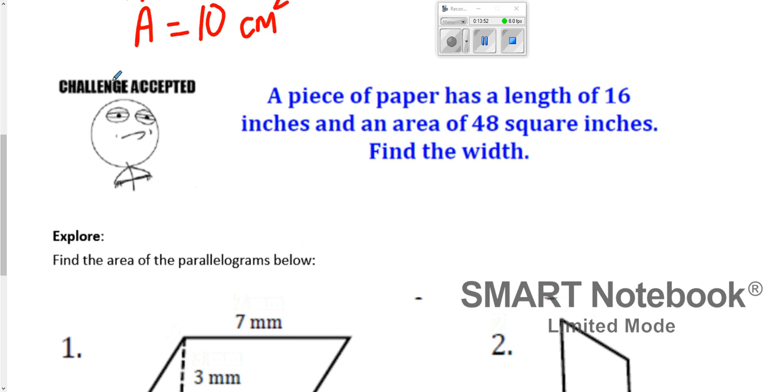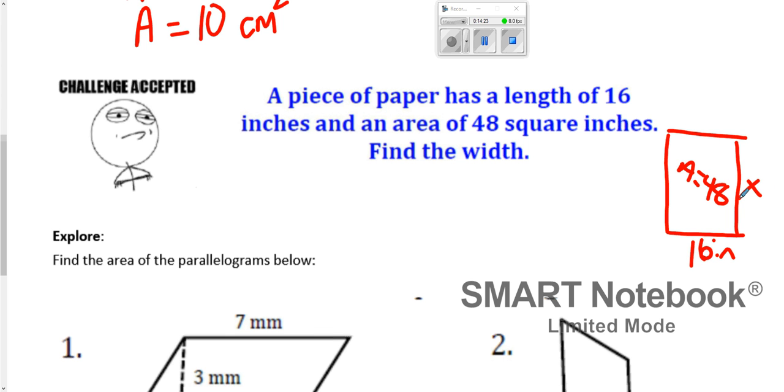Let's do the challenge, because in class, most times, some of the students get to the challenge if you have extra time, but since we're at home and we could pause the video, let's do the challenge. A piece of paper has a length of 16 and an area of 48. So I'm going to draw a piece of paper, and it says it has a length of 16 inches. And it says that the area is 48. Find the width. So I'm going to put an X there, or you can put a W.